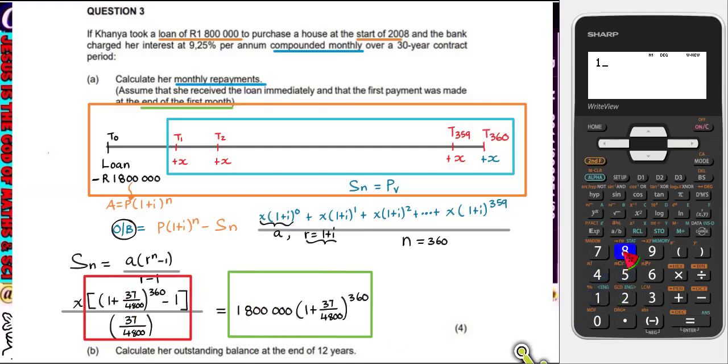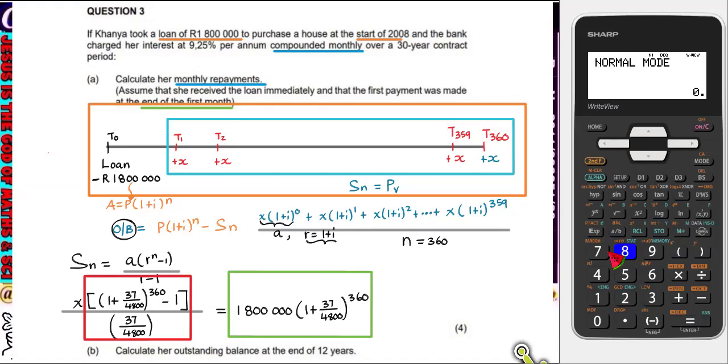So it'll be 1,800,000, and then open the bracket, 1 plus 37 all over 4,800. And then I'm going to close it, and I'm going to raise it to the power of 360. Pow, there's the answer. I'm going to store it in alphabet A. So that answer, I've got it in alphabet A.